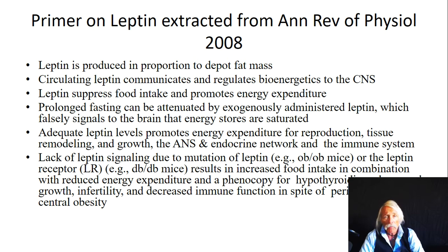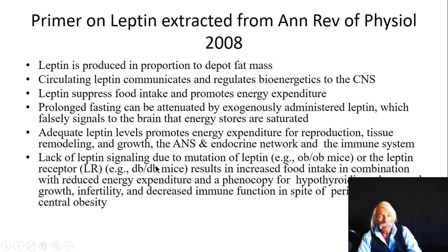Prolonged fasting effects can be attenuated by administering leptin, which falsely would signal to the brain that energy stores are saturated. Because again, you're getting this from adipose tissue saying you are full, right? Adequate leptin levels therefore promote energy expenditure for reproduction, tissue remodeling and growth, the autonomic nervous system and the endocrine network, and the immune system. So leptin is very important in understanding hormonal control, endocrine control.